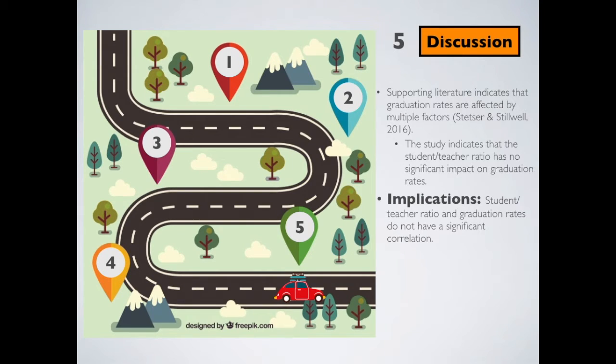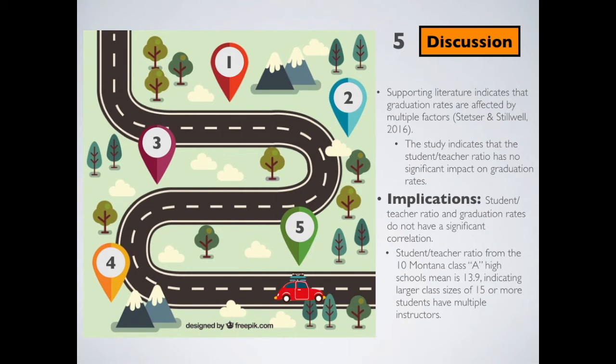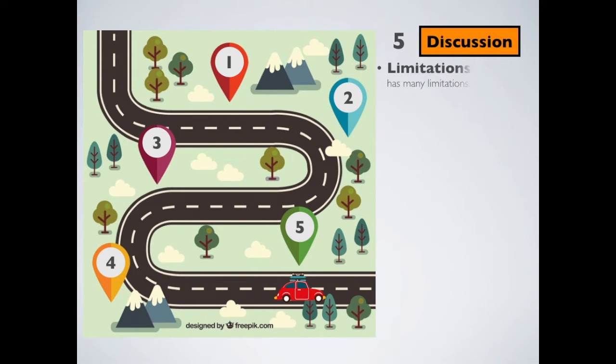The study's implications. Student-teacher ratio and graduation rates do not have a significant correlation. Student-teacher ratio from the 10 Montana Class A high schools mean is 13.9, indicating larger class sizes of 15 or more students have multiple instructors.